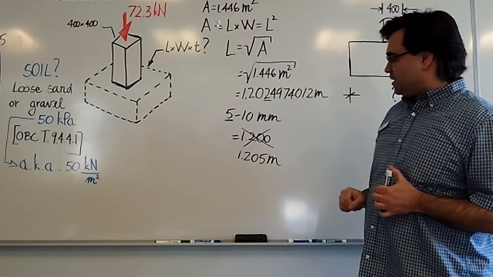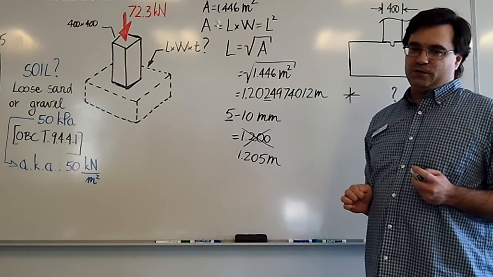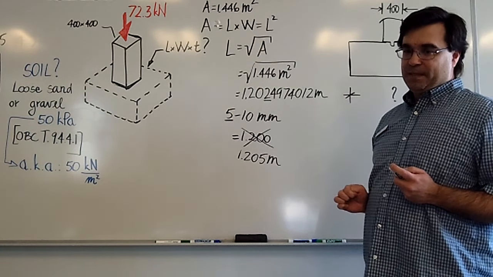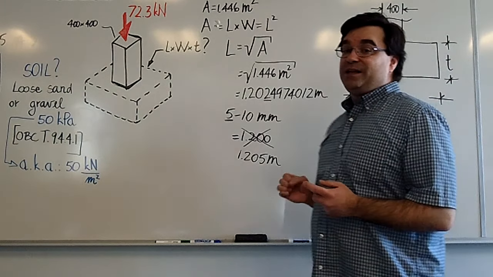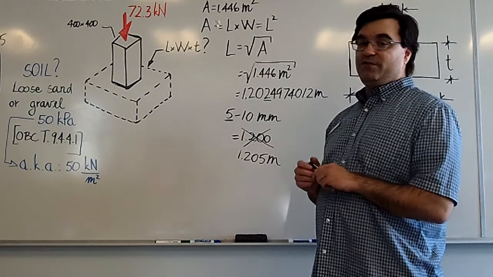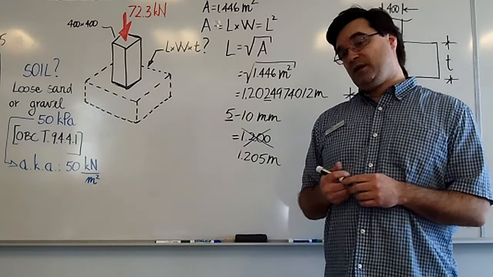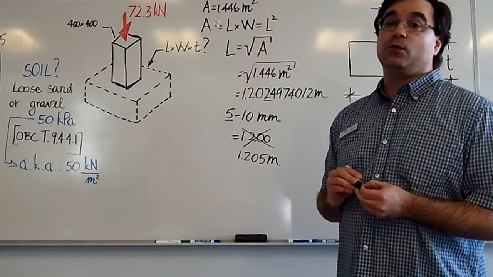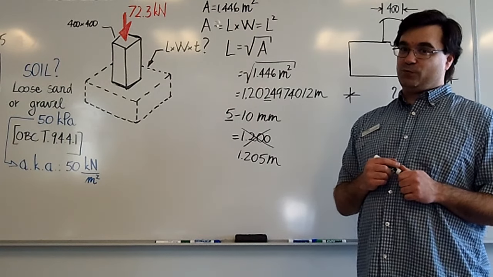So let's call this 1.205 meters, okay? Now, you might even find that depending on the kind of construction that you're doing, if it's residential, sometimes you might even be asked to round to the nearest 10 millimeters, nearest 100 millimeters, okay?